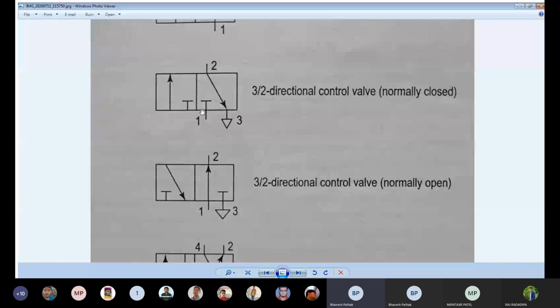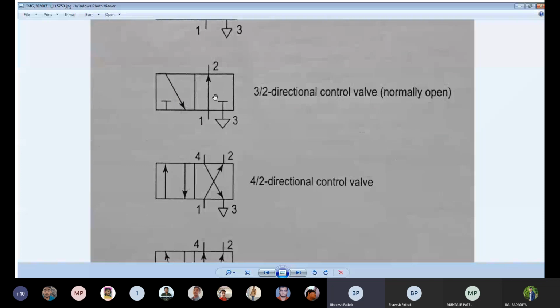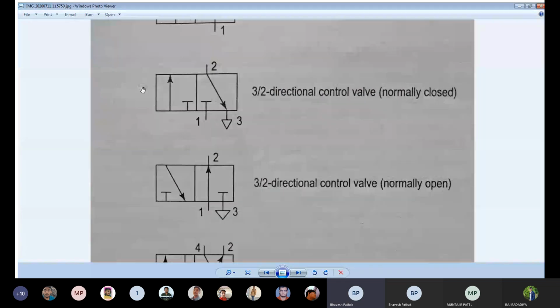The second one you can see here is also a 3x2 directional control valve, but it is normally open. You can see that normally 1 is connected to 2. Now in the left square, this shows the actuated position. So when you actuate this valve, 2 will be connected to 3 and 1 will be blocked. Here also, when there is actuation, 1 will be connected to 2 and there is no connection for 3.